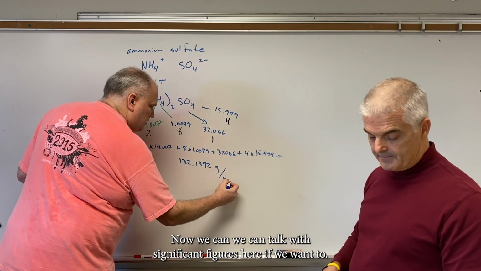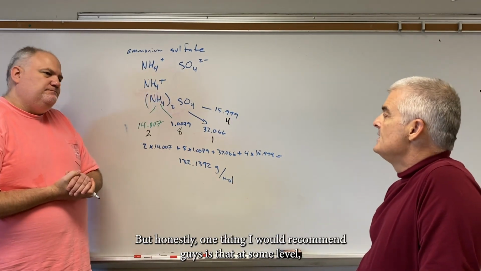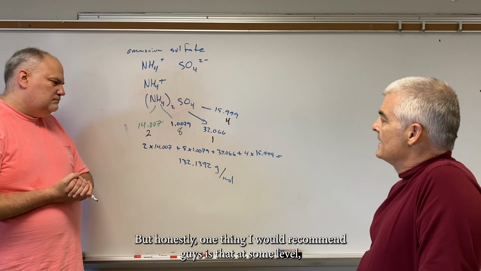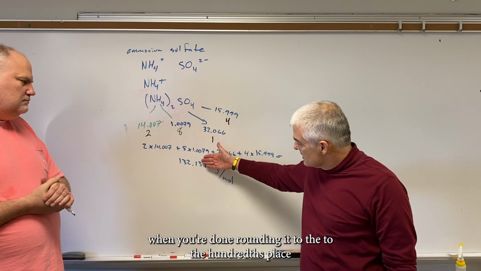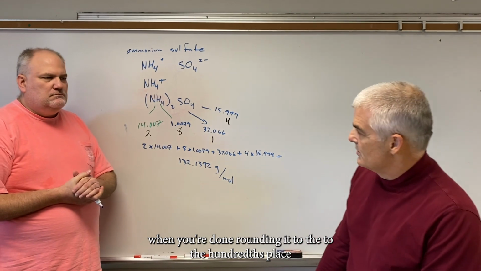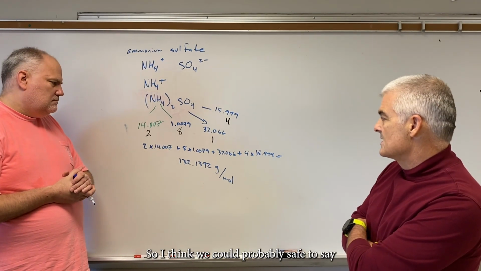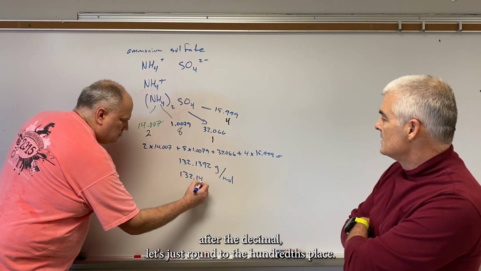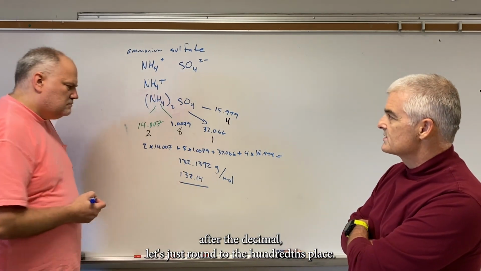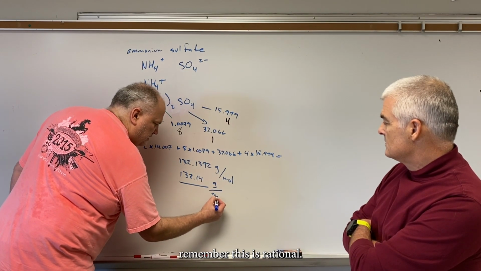Now, we can talk about significant figures here if we want to, but honestly, one thing I would recommend, guys, is that at some level, it's not going to be a big deal. When you're done, rounding to the hundredths place is probably a good place to stop, generally speaking. So when we get these big long ones with 4 places after the decimal, let's just round to the hundredths place. Let's remember this is grams per mole.